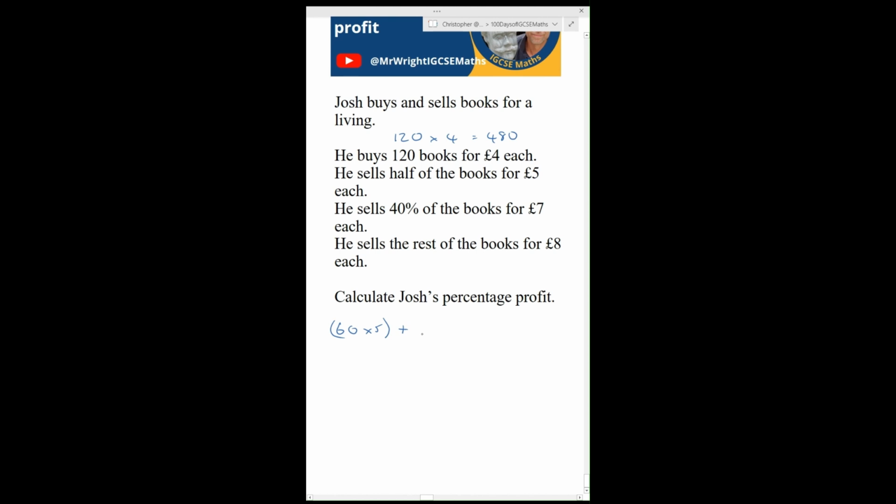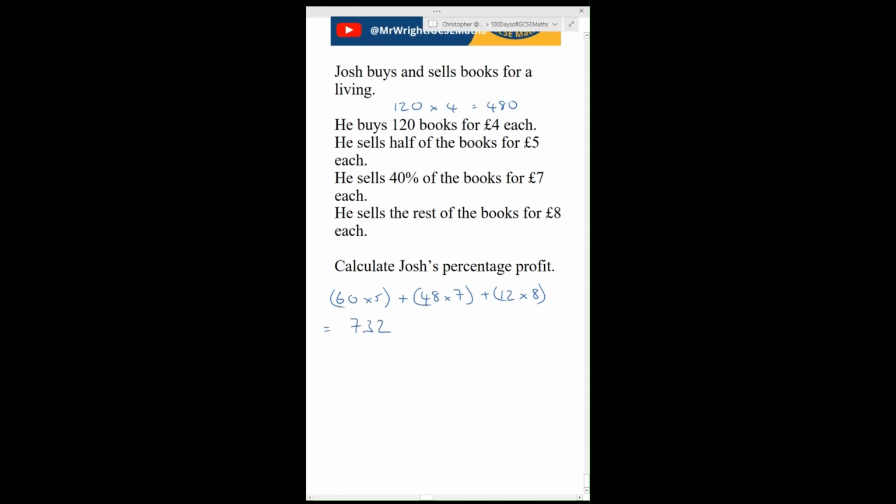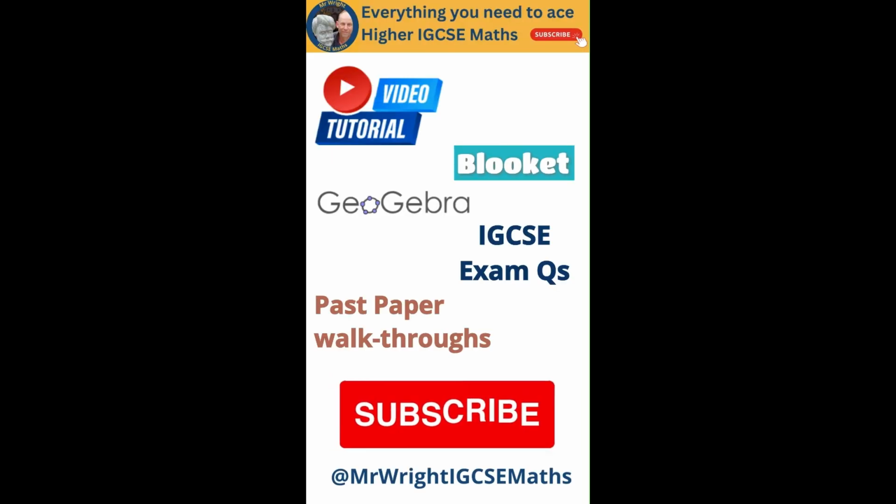He sells 40% of the books, which is 48 of them, for £7 each. And he sells the remainder, which is 12, for £8 each. So altogether, he has a revenue of £732. So he has a profit of 732 minus 480, 252. The percentage profit, the profit over what he spent multiplied by 100, gives you a percentage profit of 52.5%.